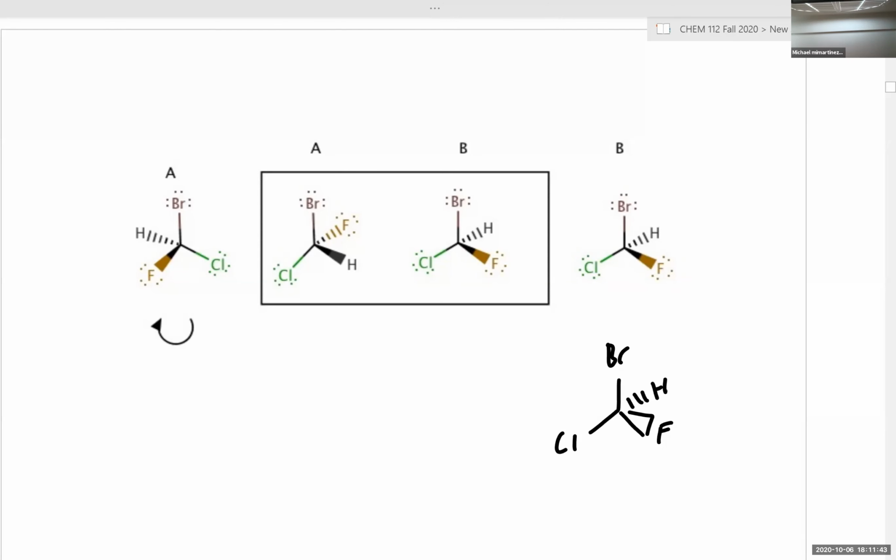If we look at this structure in detail, the trick for drawing out these dash wedge notations is any substituent with a wedge is pointing out towards us. Does everyone see how this fluorine is pointing towards us? And that's why we give this a wedge.